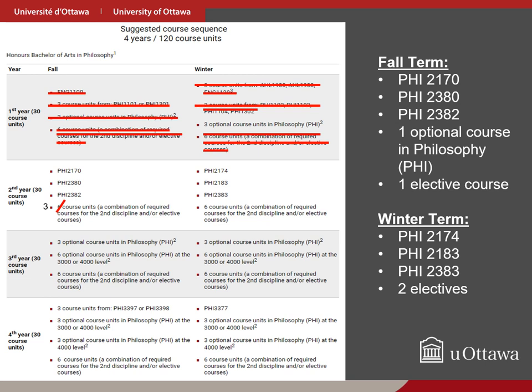All we did here was bring the 3 optional course units in philosophy from the winter term of the first year and add them to the fall of the second year. From this point on, this student could simply follow the rest of the course sequence as it's shown here.